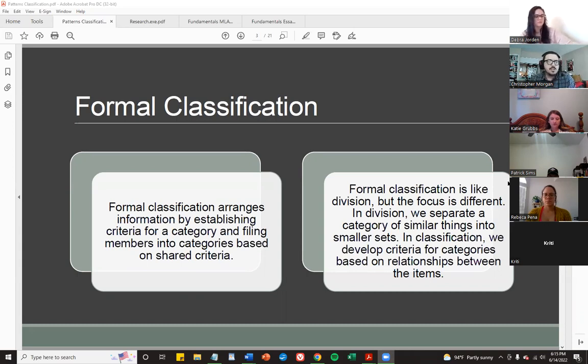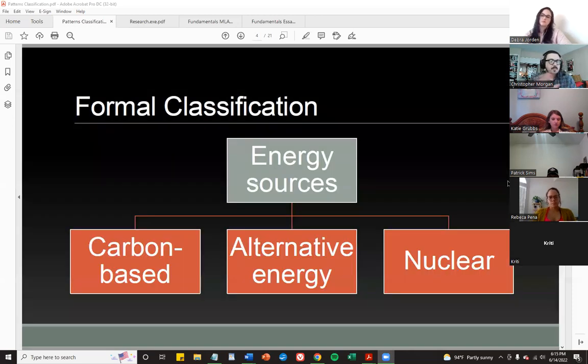But formal classification is like division, but like I said, the focus is different. In division, we separate a category of similar things into smaller sets, whereas in classification, we develop criteria for categories based on the relationship between the items. And so I've got a sort of a visual representation of that, right?